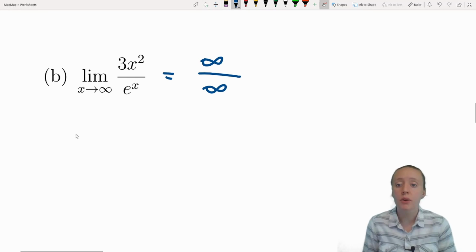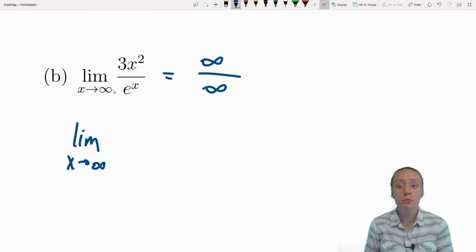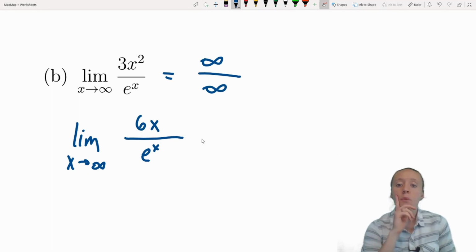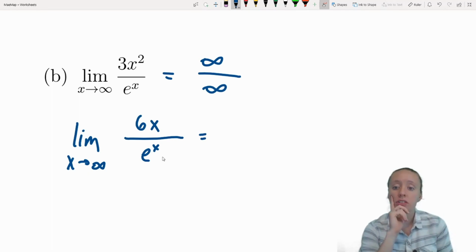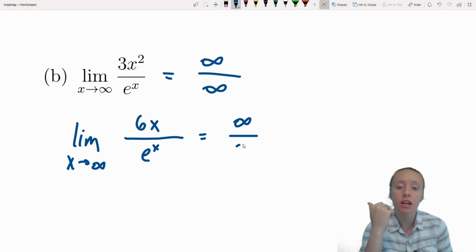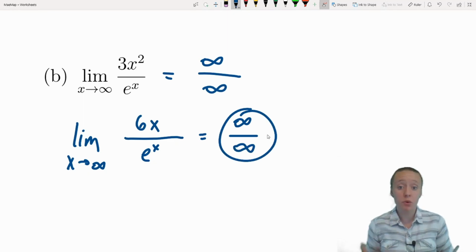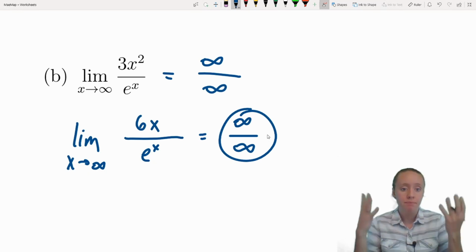L'Hopital's rule. So I'm going to have the limit as x approaches infinity of the numerator, that derivative, so that's going to be 6x over my denominator's derivative. The derivative of e to the x is e to the x. Now what happens here? If I attempted to take the limit of my numerator, 6x, that goes towards infinity, and so does my denominator. So I'm still in the form of infinity over infinity.